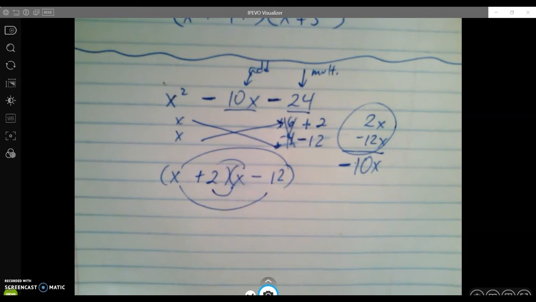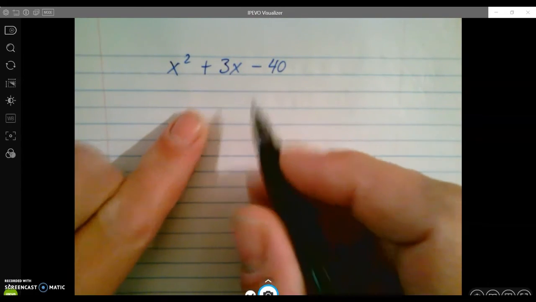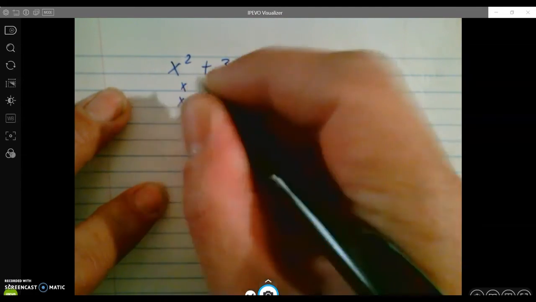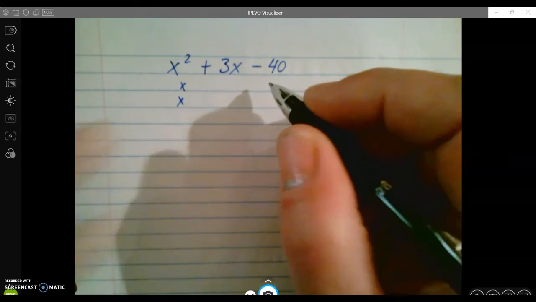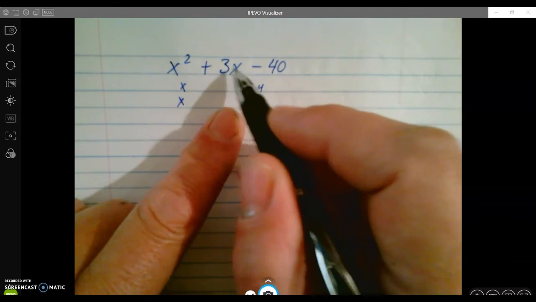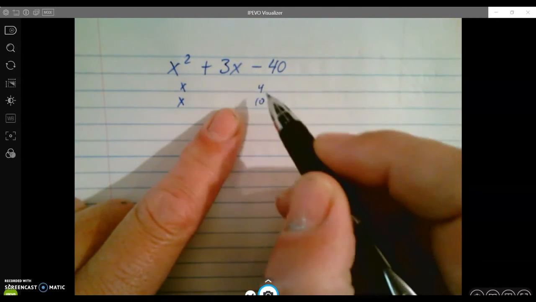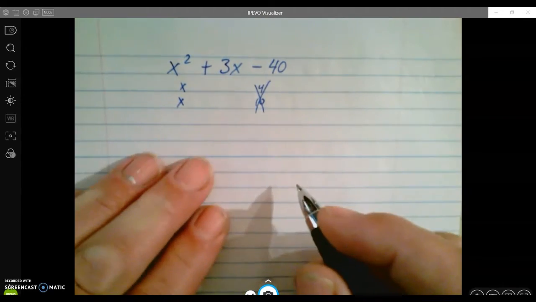Alright, let's just try one more with a negative. Now, the more you practice this, the easier it's going to get. So again, x squared comes from x times x. How do we get 40? Well, you might be thinking, well, 4 times 10, obviously. But wait, 4 and 10 would never give us 3. We'd never combine these to get a 3. That doesn't work. So it can't be 4 and 10.